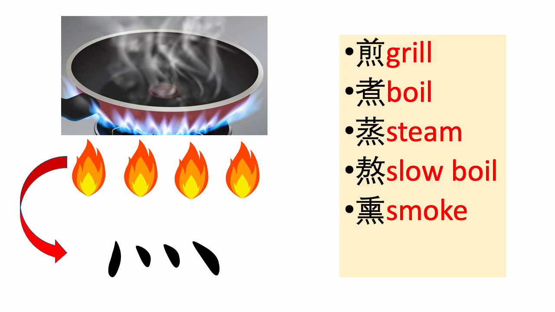For example, 煎 to grill or to pan fry, 煮 to boil, 蒸 to steam, 熬 to slow boil, and 熏 to smoke as a cooking method. As you can see, the 4 dots radical is always at the bottom of each character.